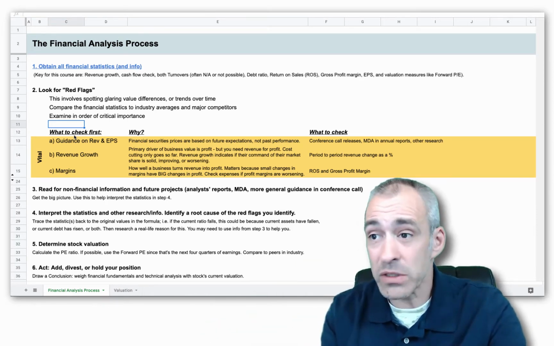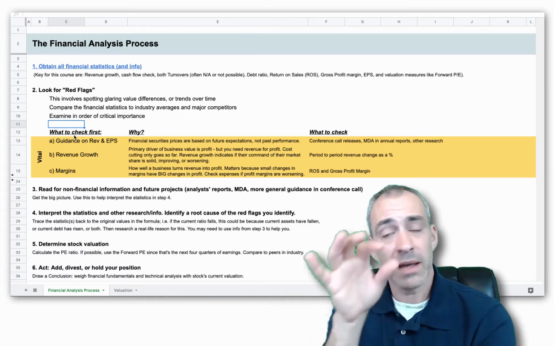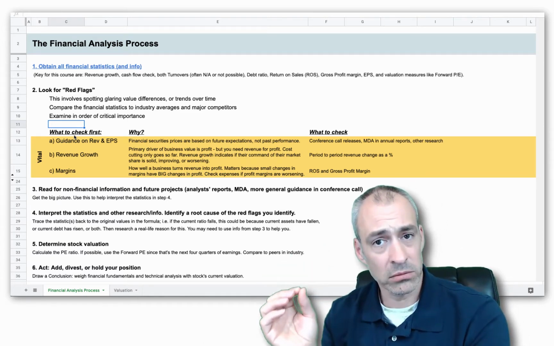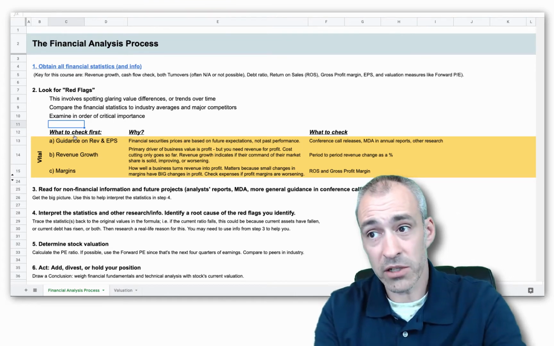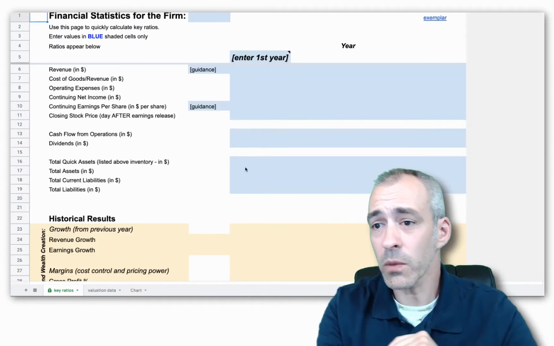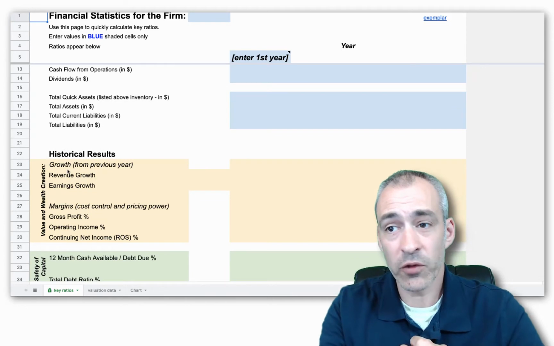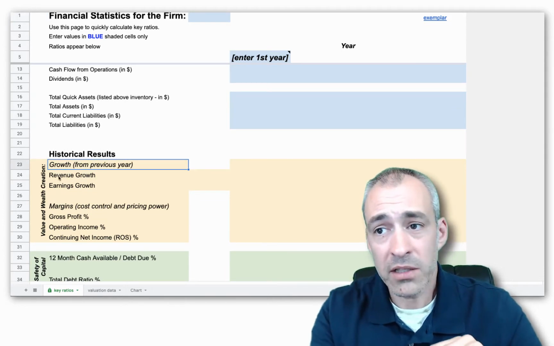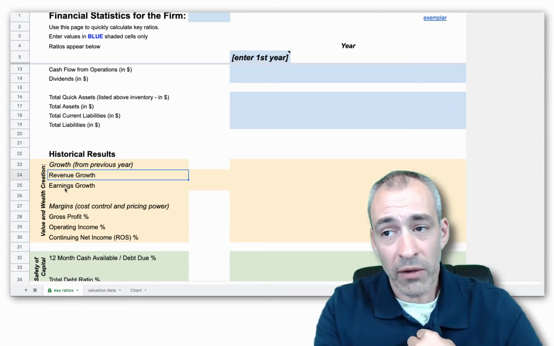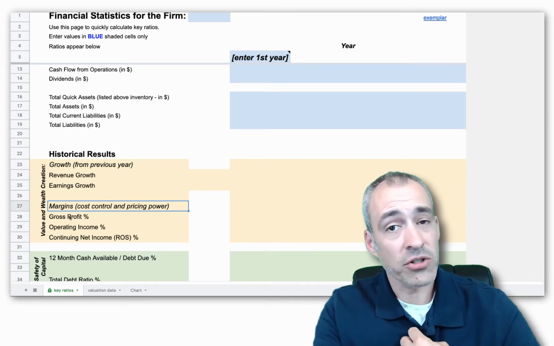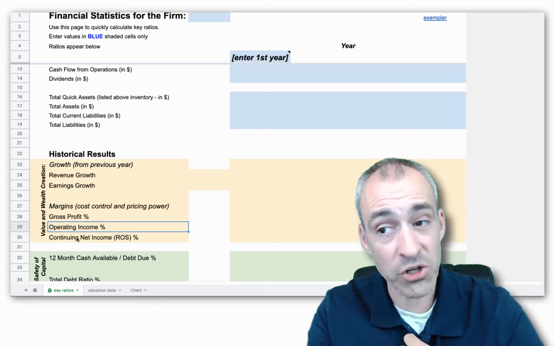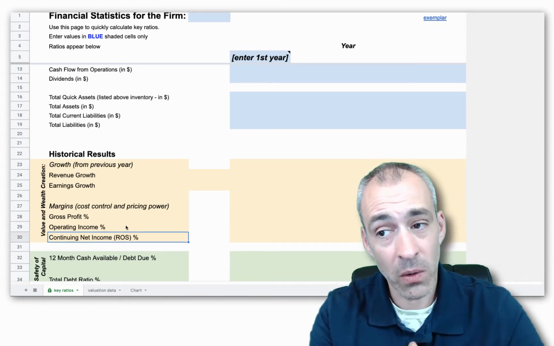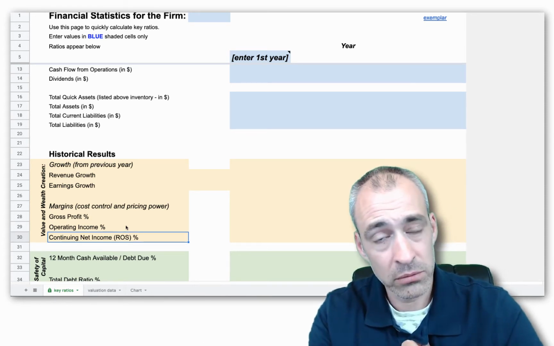The next most important thing, and by the way, there's certain calculations you do to figure this stuff out. Again, our tool does them for you. Now, if we switch to our tool real quick, we see down here we've got them. So if you put in the right numbers up here in blue, it's going to tell you your growth, revenue growth, earnings growth, and here's our margins. Our gross profit margin, our operating income margin, and then our return on sales or our overall profit margin.